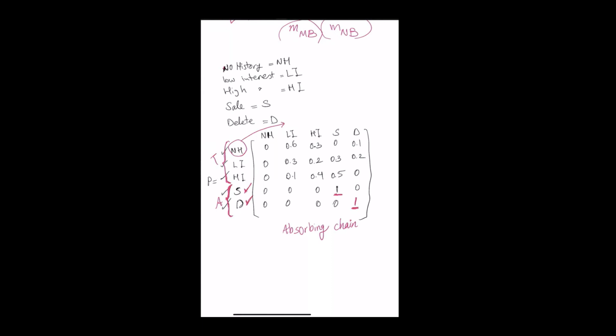So one of the questions that we really want to answer in this type of system is that, okay, we know that we will finally end up in one of these absorbing states, but what is the chance that we end up here, selling the item? What is the chance that we end up here, not selling the item, deleting the number from our database? Those are important questions that pretty much all call centers want to answer.